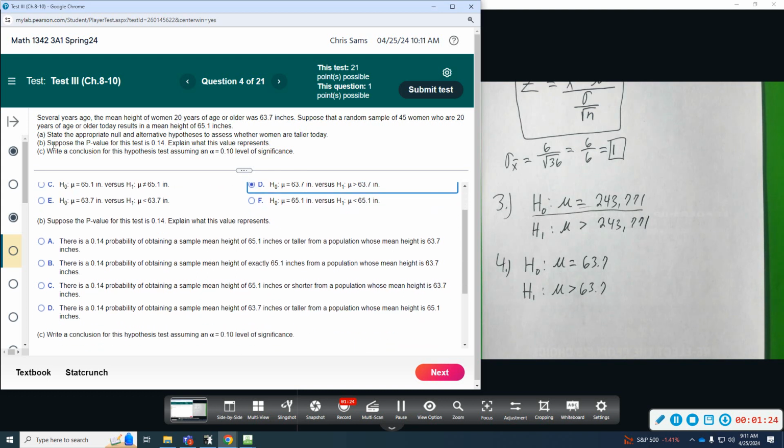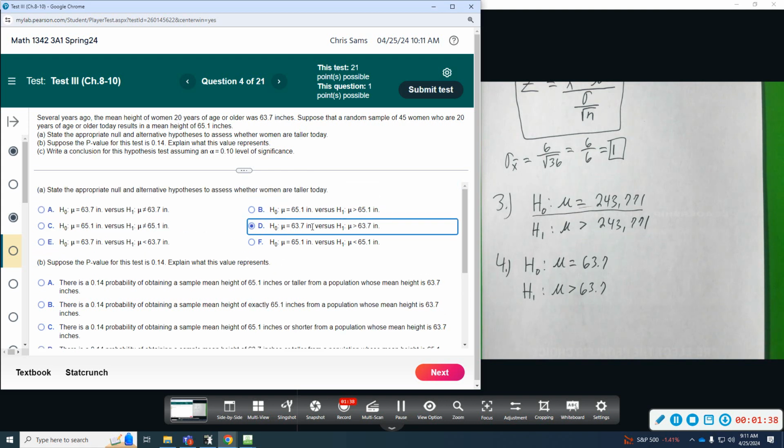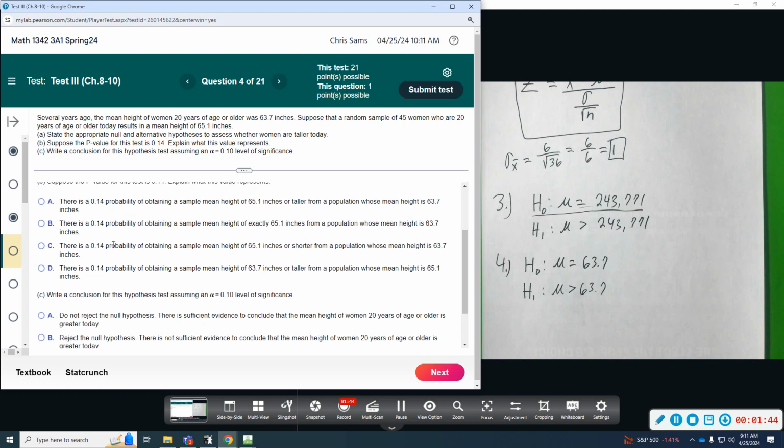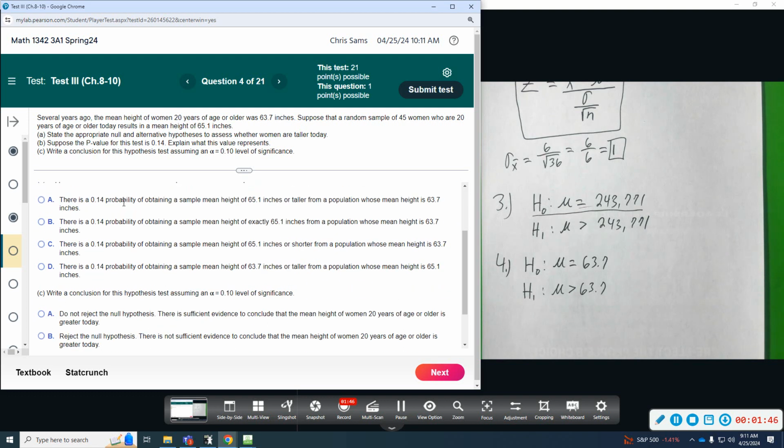Okay, so it says, suppose the p-value for this test is 0.14. Explain what this value represents. So p-value being 0.14, that is the probability that they are taller than this. Okay, probability, sample mean of a height of this or taller.